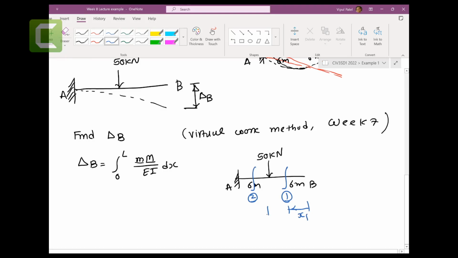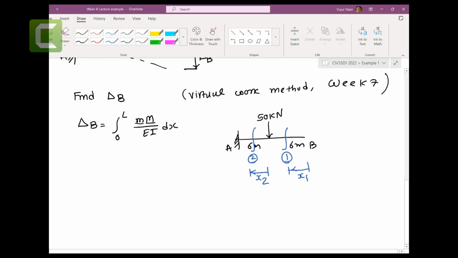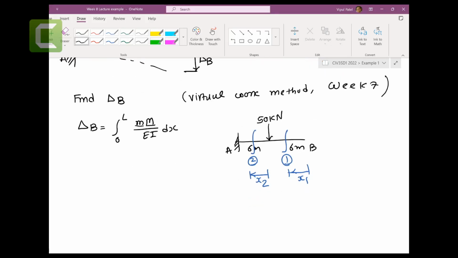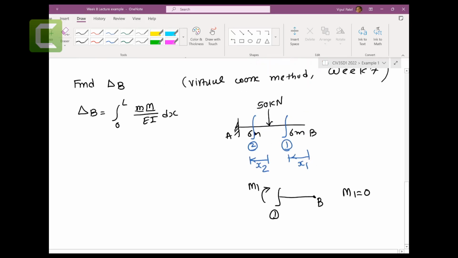Let's say this is X1, and let's say this is X2. So first one, if I take the first cut, point B, cut number 1, capital M1, and that would be 0. If I take a second one, point B, 50 kilonewtons, and that is 6 meters.